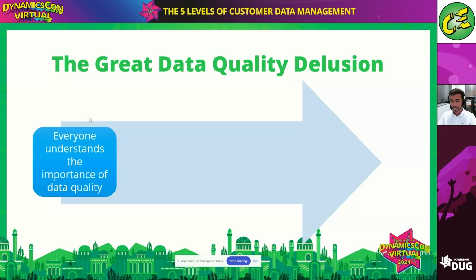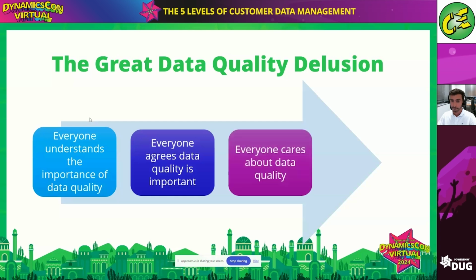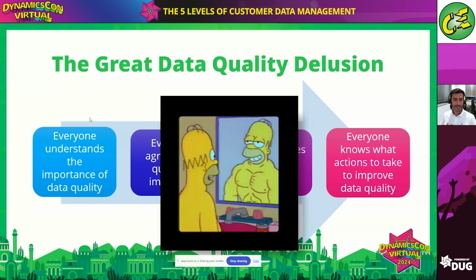We could have this delusion that everyone agrees data quality is important. Maybe not. We could also believe that everyone cares about data quality, not necessarily the case, and that everyone wants to take an action to actually improve the quality of the data. And a little bit slapstick, but when you're looking in the mirror, organizations may believe they see one picture, whereas when they turn around, we've actually got Homer Simpson standing in the mirror.